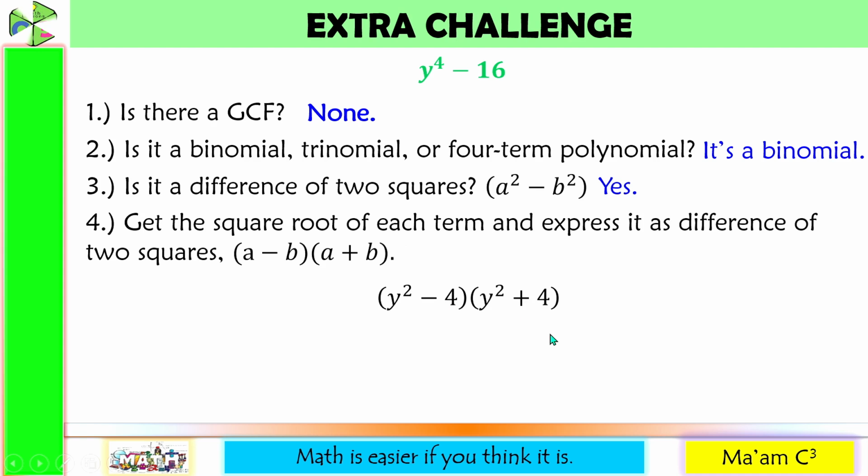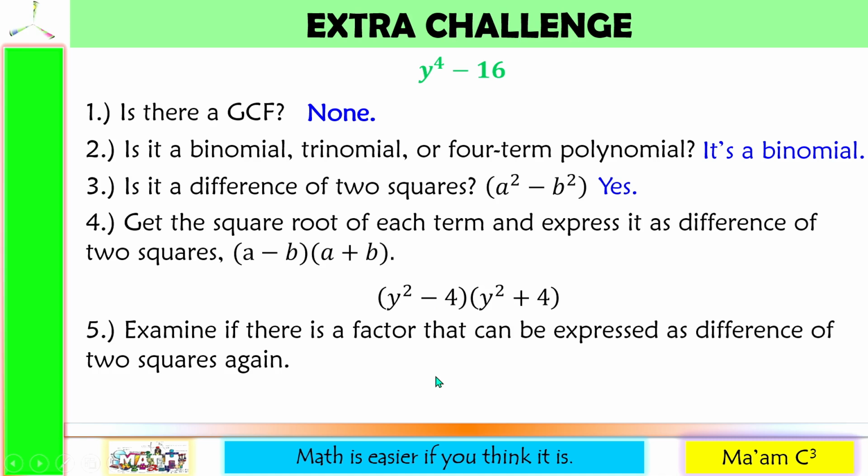Are we done? Let us see. Y squared is a perfect square, and 4 is also a perfect square. In this case, we have to examine if there is a factor that can be expressed again as a difference of two squares. And I have already told you, y squared has a square root which is y, and 4 has a square root which is 2. So we are going to factor this again as a difference of two squares.